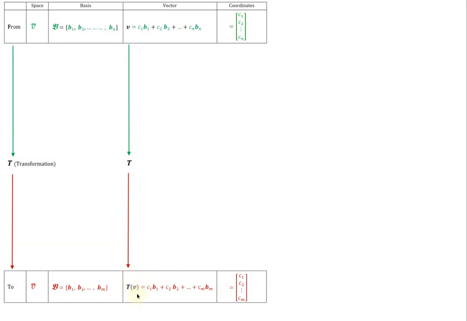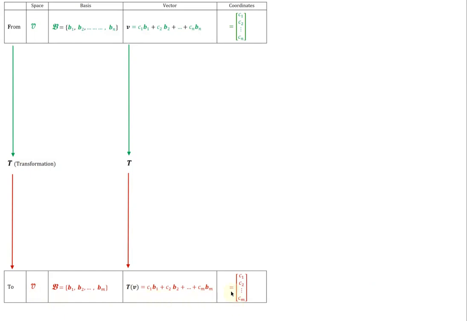And this new vector will belong to the new red vector space. And as a citizen of this new red world, this vector T of V must be presented as a linear combination of the red basis vectors, B1, B2, and so on up to Bm, where m is the dimension of this new red vector space, new red world.